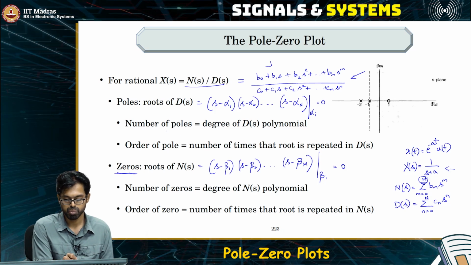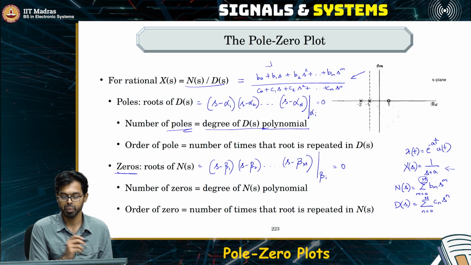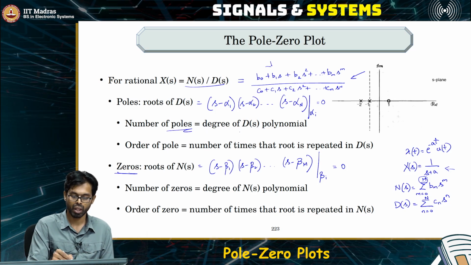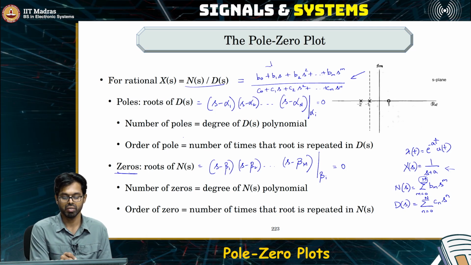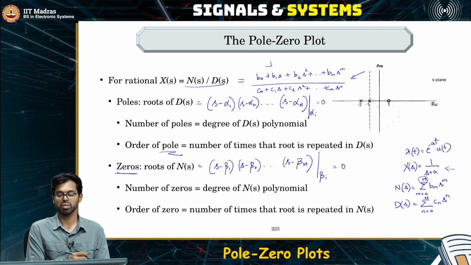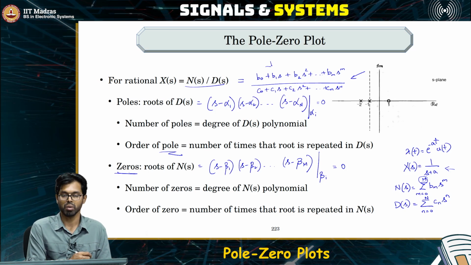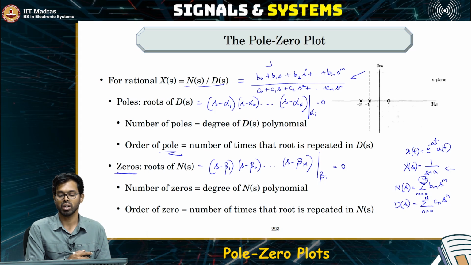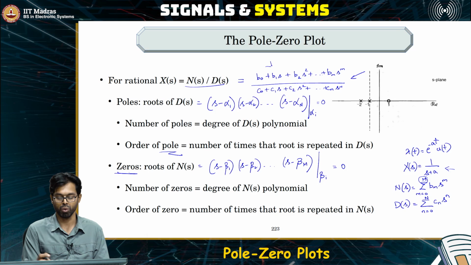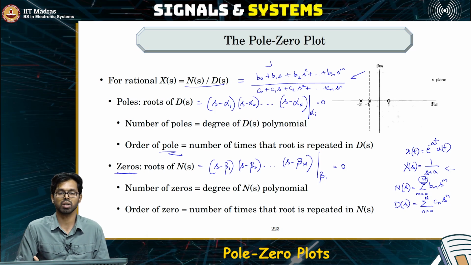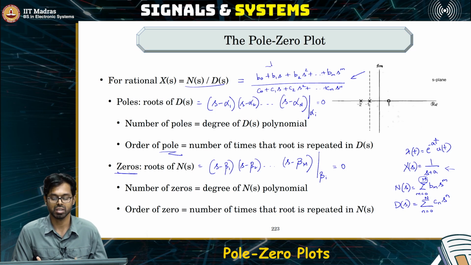So the number of poles of a Laplace transform is equal to the degree of this denominator polynomial. And what if there are repeated poles or repeated roots? Then we say that a particular root, if it repeats, the order of that root or the order of that polynomial is equal to the number of repetitions. So if it repeats twice, then we say that it is a second order pole. If it repeats 3 times, then we say it's a third order pole. If it repeats only once, it's a first order pole, or we say it's just a pole.